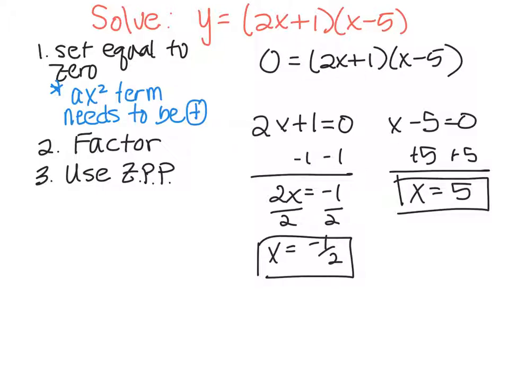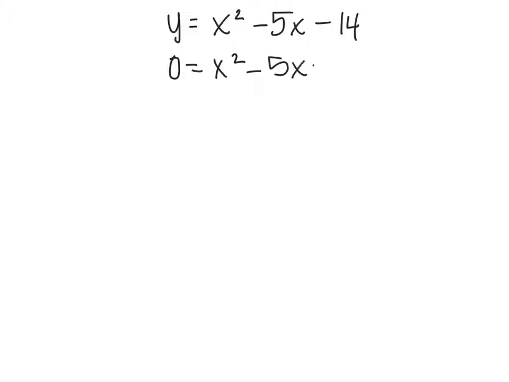Okay, let's go on. So let's say this problem didn't look like factored form. Let's say it looks like x squared minus 5x minus 14. Okay, so the first step we need to do is set this equal to 0. So I'm going to do 0 equals x squared minus 5x minus 14.